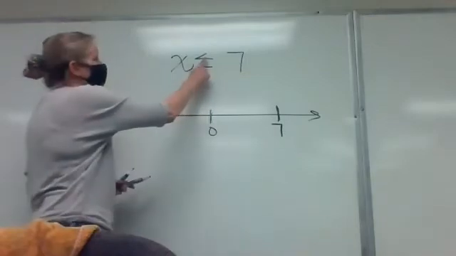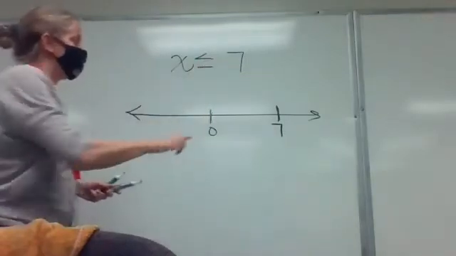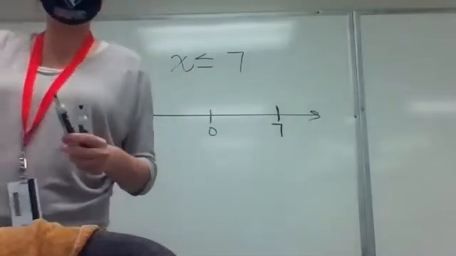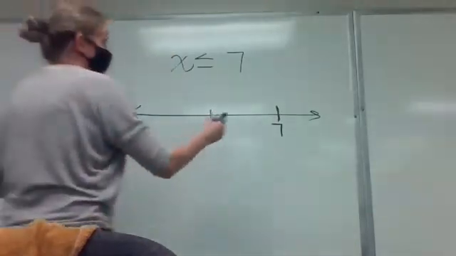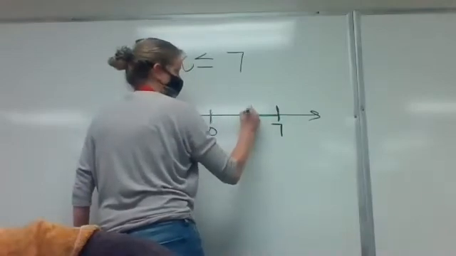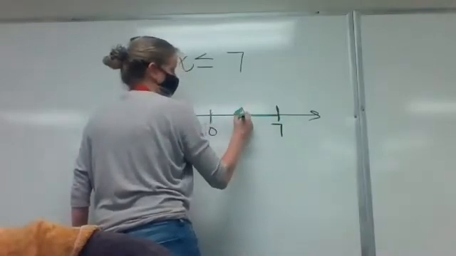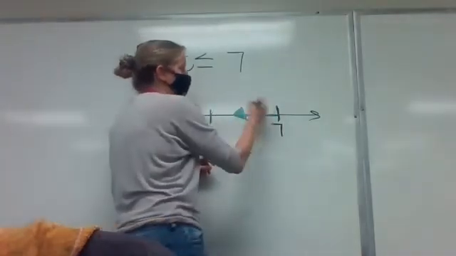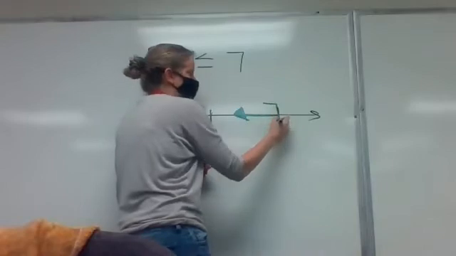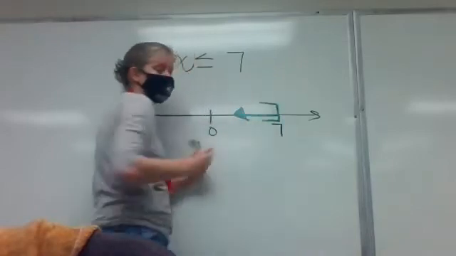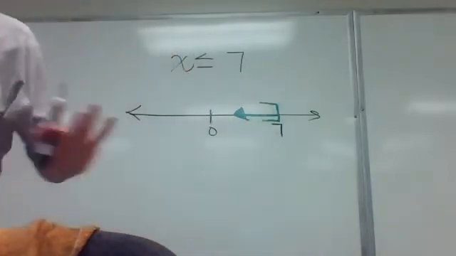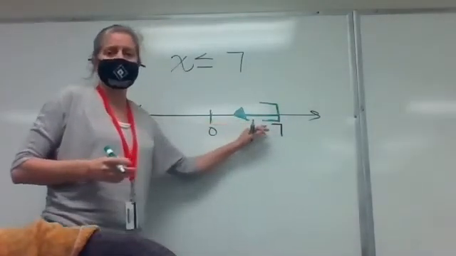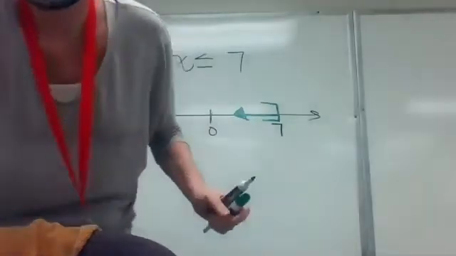Where are the numbers less than 7? Are they to the right of it or to the left of it? Less than means left. So my arrow is going to go to the left. And I'm going to have a bracket on the 7. Your bracket will point the same direction as that arrow. So that actually answers the number line part of this question, right?